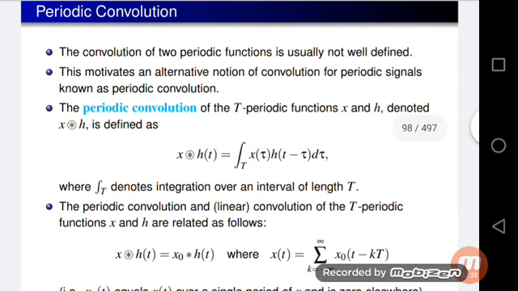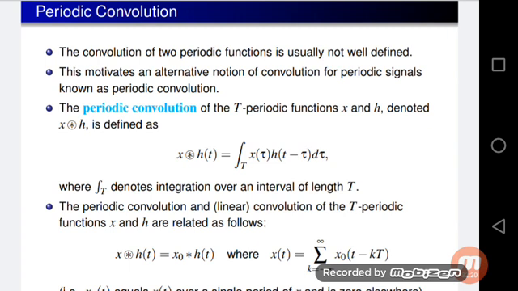And the next one is periodic convolution. The convolution of two periodic functions is usually not well defined. This motivates an alternative notion of convolution for periodic signals, known as periodic convolution.